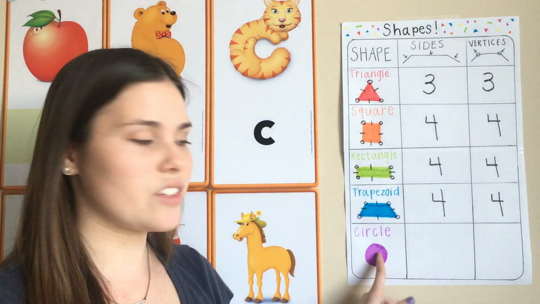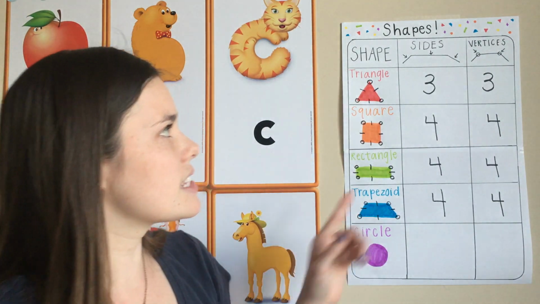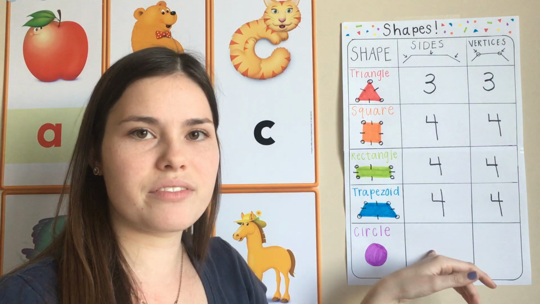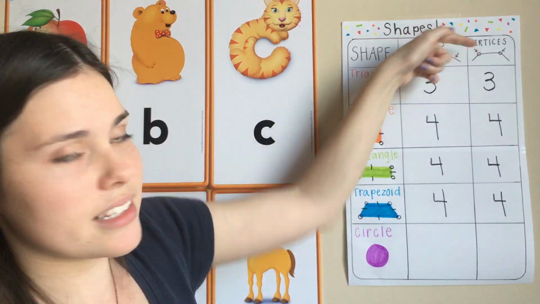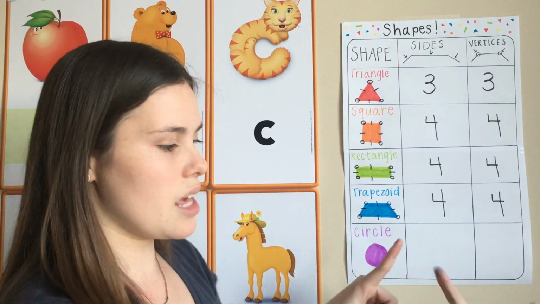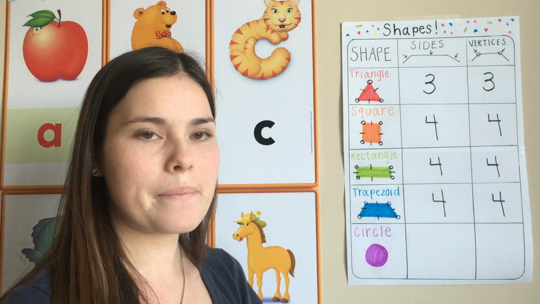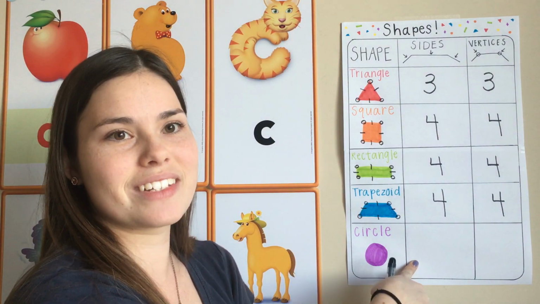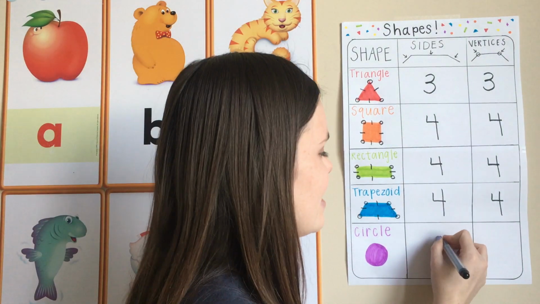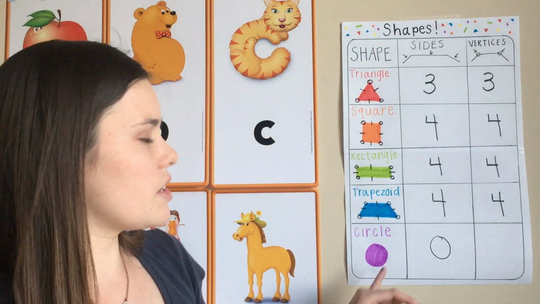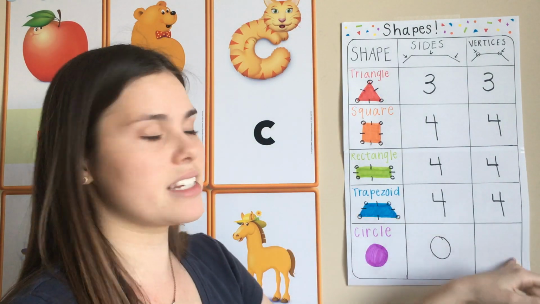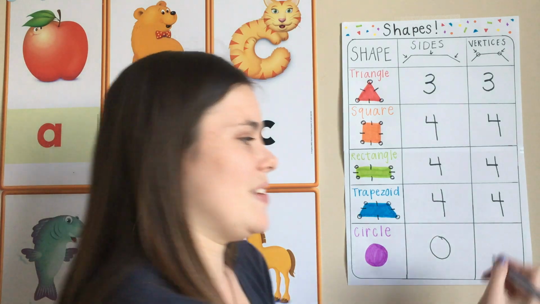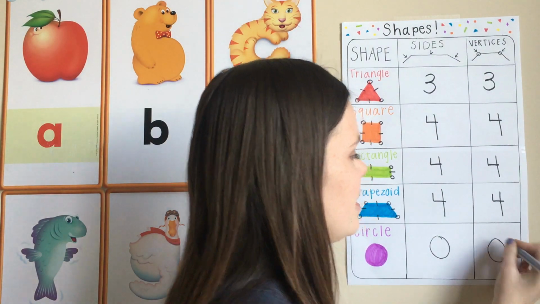Alright, last one, a circle. This one's a little bit tricky. Let's think. How many sides does a circle have? We know that a side is when 2 straight lines meet to form a vertice. So do we see any straight lines that meet to form a corner? No. Okay, so how many sides does it have then? If it doesn't have any, we would say 0. So a circle has 0 sides, and if it has 0 sides that meet to form a corner, then does it have any vertices? No. Good job. So a circle has 0 sides and 0 vertices.